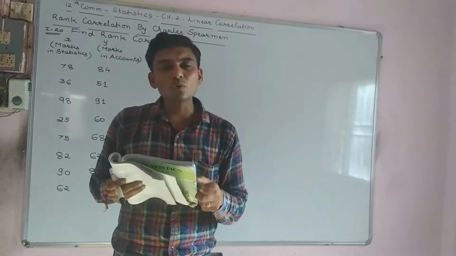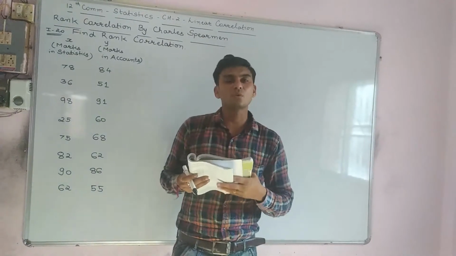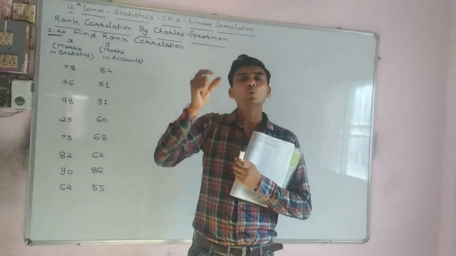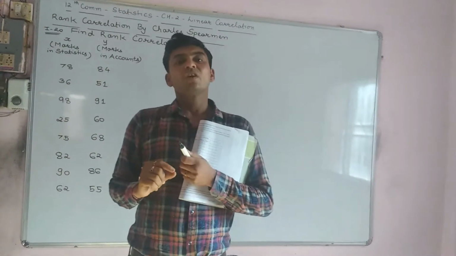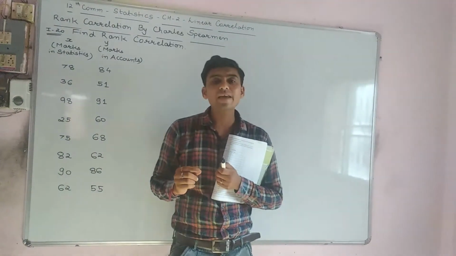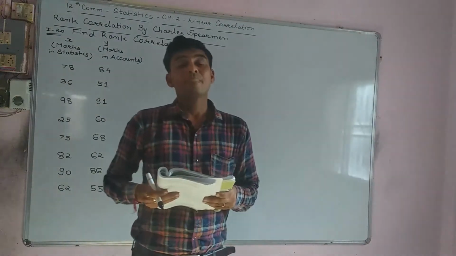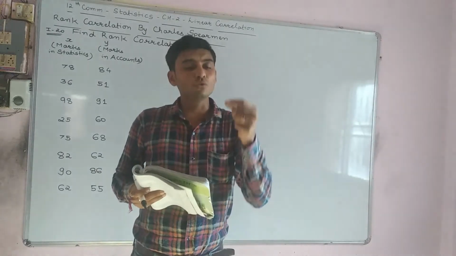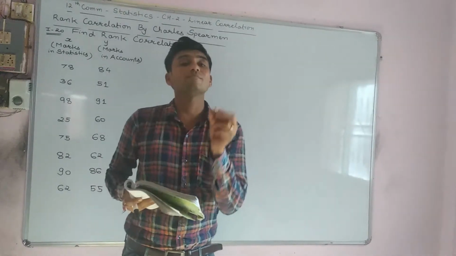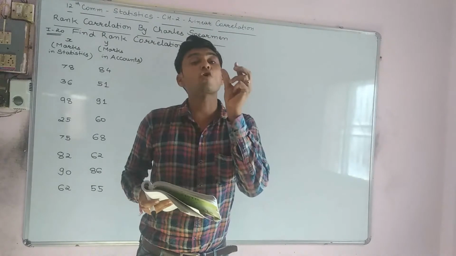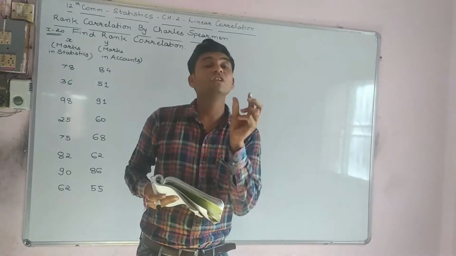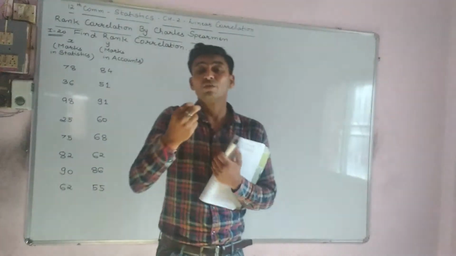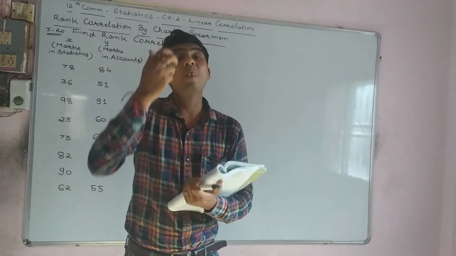Continuing chapter number 2 of statistics, linear correlation. We had completed the topic up to rank correlation. Rank correlation was given by Charles Spearman, and it can be used to find the correlation between two variables which are qualitative in nature, meaning those variables which cannot be expressed in numbers.